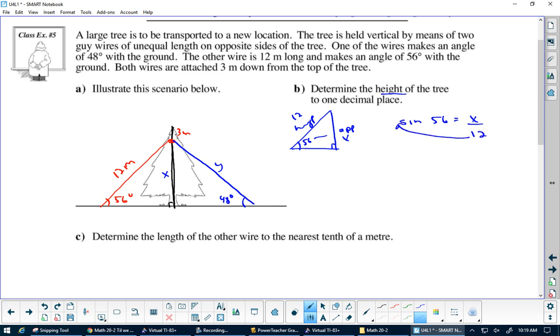So that would equal x over 12. This comes up here. You go 12 times sine 56, and you get 9.9 equals x. Now, that's not the height of the tree, though. There's 3 more meters. So then we have to add 3, which gives me 12.9 meters.